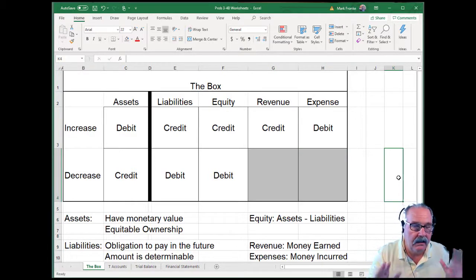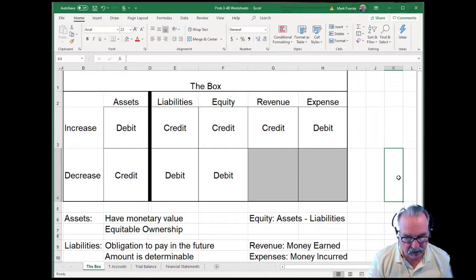So in Canvas, in this link, I've given you this work paper. You should fill this out and have it available to you when you're doing the homework in Chapter 3. And we're going to use problem 3.4b and 3.5b as an example of how this works.